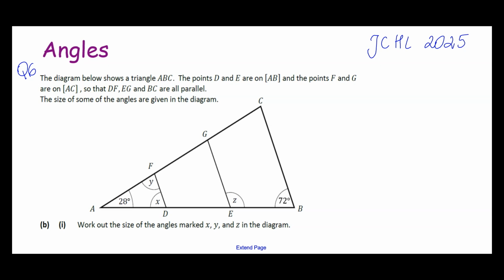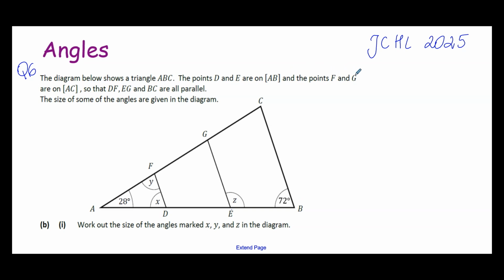Angles in shapes. So part of our knowledge from junior cert will be different angles in different shapes. Let's have a look at this question. The diagram below shows a triangle ABC. The points D and E are on AB. We can see that points D and E are on line AB.